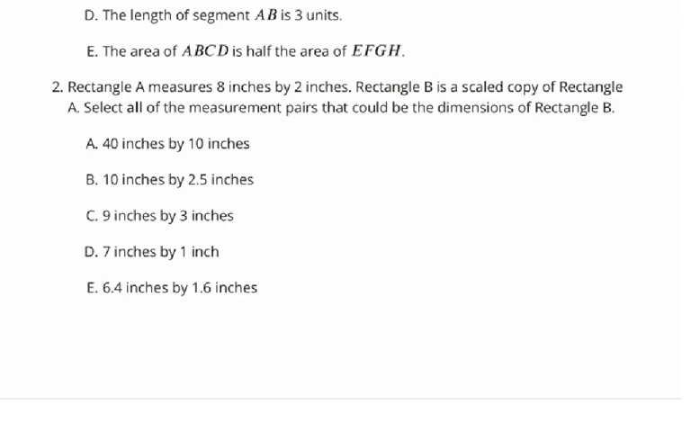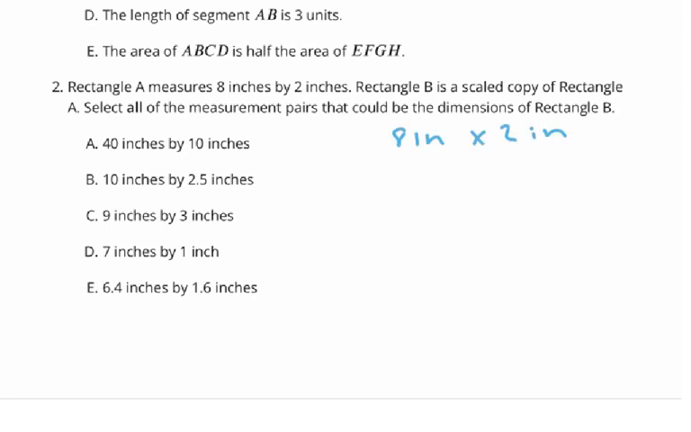Question 2 says rectangle A measures 8 inches by 2 inches. Rectangle B is a scaled copy of rectangle A. Select all the measurement pairs that could be the dimensions of rectangle B. Here I know again that since it says select all, there is probably more than one correct answer, so I need to make sure that I double check all of these.